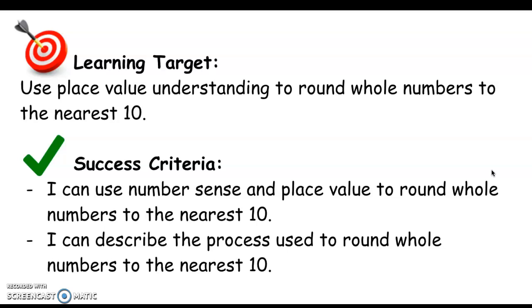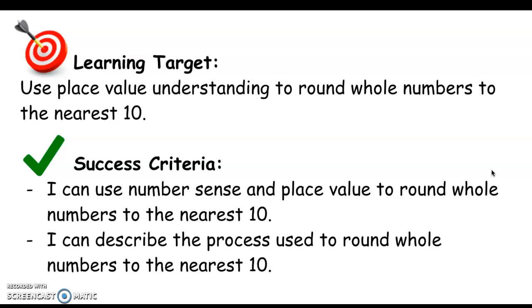All right, so to review, today our learning target was to use place value understanding to round whole numbers to the nearest 10. So we were able to look at the tens and the ones place value. Even if we have a number that has 100 in it, that doesn't matter at this time because we're rounding only the tens place value. We're looking at the ones place value to round to the nearest 10.